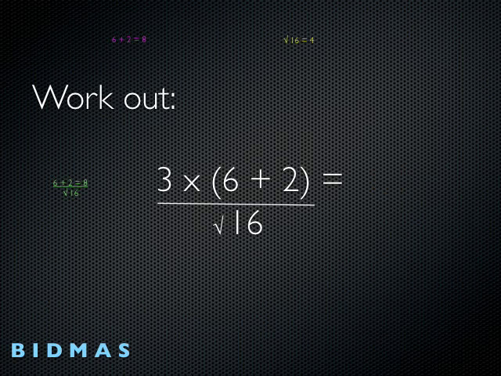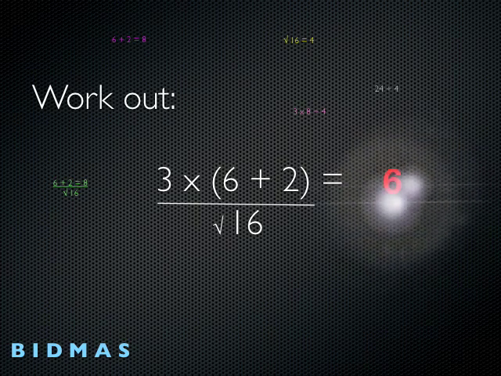What are we left with next? We're left with a times and a divide. We're left with 3 times 8 divided by 4. So if we do the 3 times 8, we get 24, and divide the 24 by 4, we're left with the answer 6.